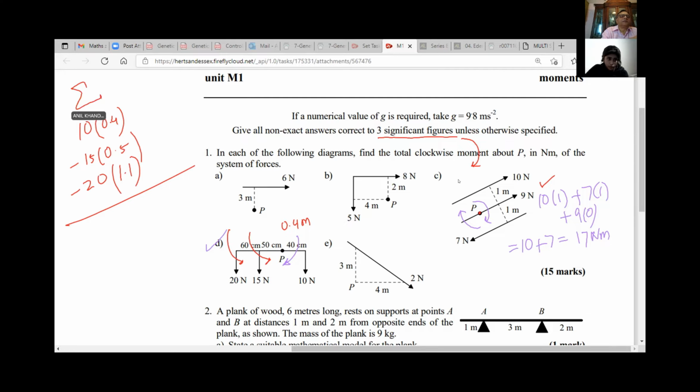So basically it is sigma F cross d: 4 minus 7.5 minus 22 minus 25.5. They are saying Newton meters, and you write minus 25.5 Newton meters, right? And in the bracket, you can say counterclockwise or anti-clockwise, right?